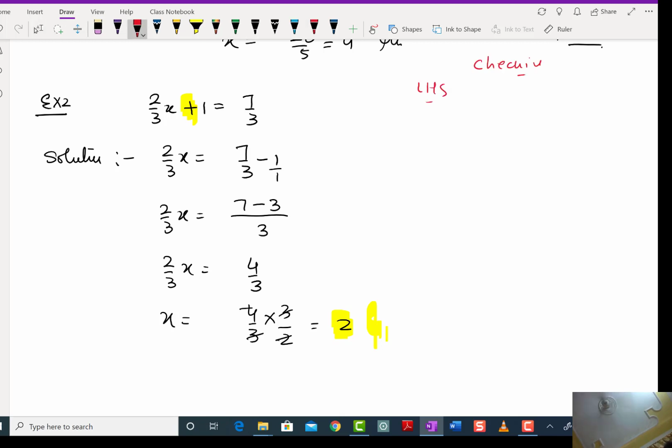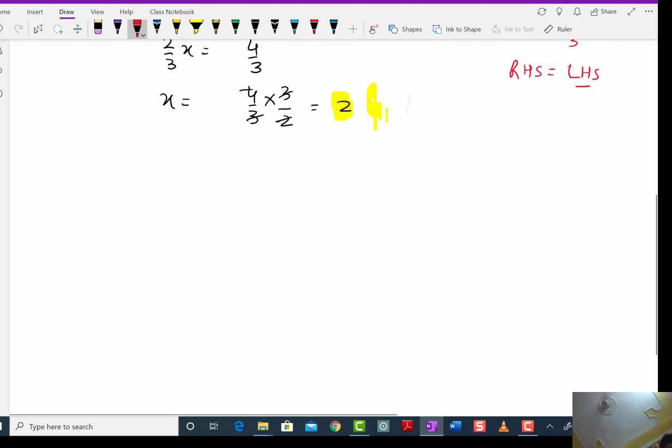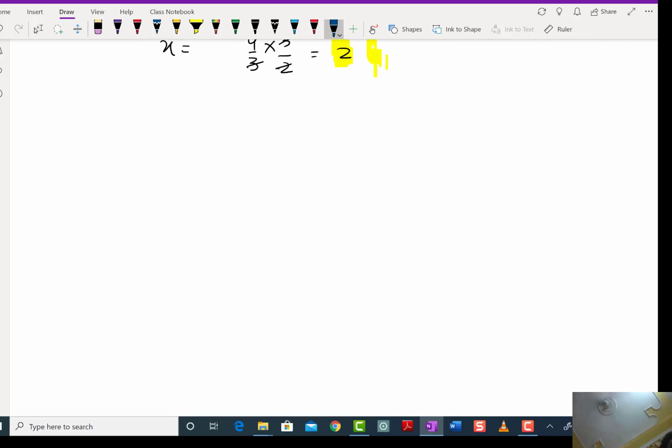Left hand side is 2 by 3x plus 1. 2 by 3 into 2 plus 1. 4 by 3 plus 1. LCM is 3. 4 plus 3, 7 by 3, and right hand side is always 7 by 3. So left hand side is equal to right hand side. So I know that every one of you is already aware of this.